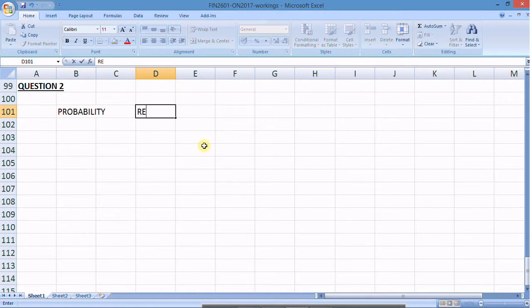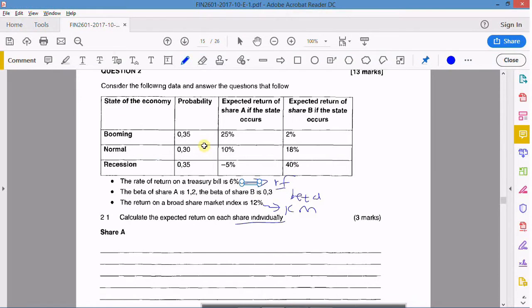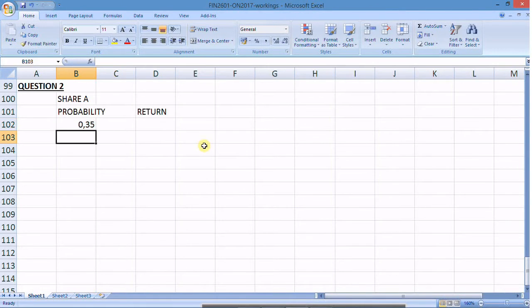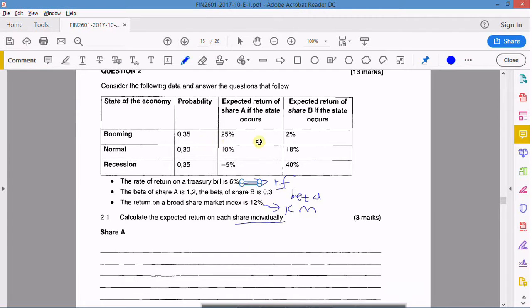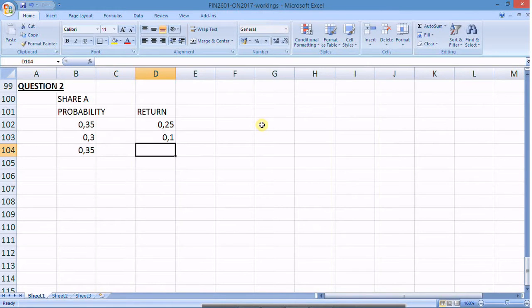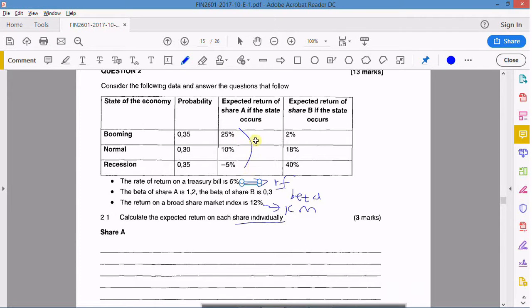Then return. Okay, let's just write down share A. The probabilities are 35, 30, 35. The returns for A are 0.25, 0.1, negative 0.05. Good. Okay, you're using decimals for that.